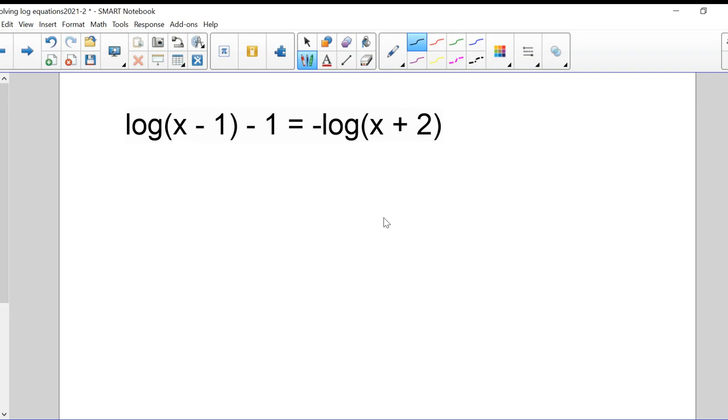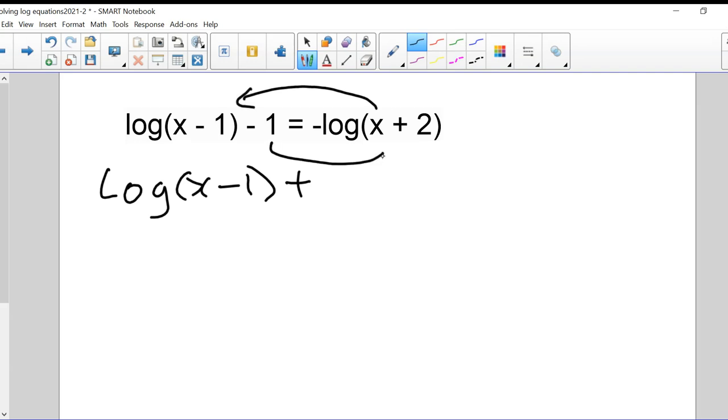I'm actually going to put all my stuff with logs on one side. So I'm going to say the log of x minus 1 plus, I'm bringing this over to this side, plus the log of x plus 2 is equal to 1.